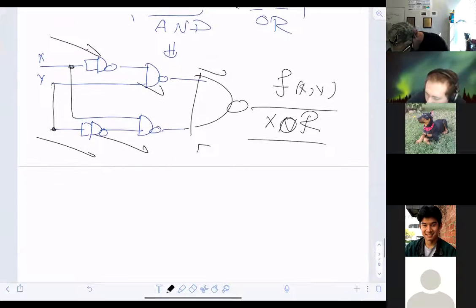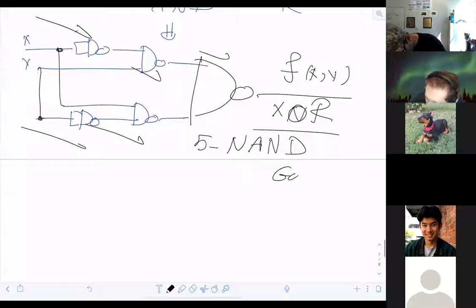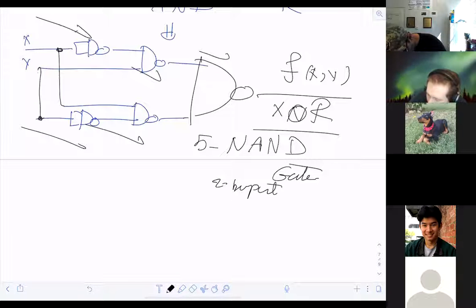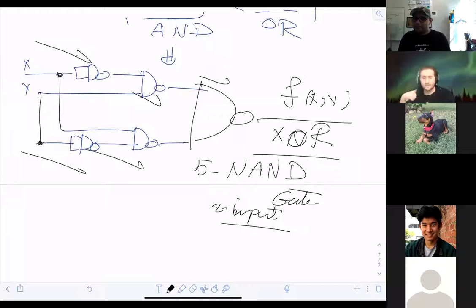How many NAND gates did we use? 1, 2, 3, 4, 5. So 5 NAND gates, two inputs, because everyone, it's a single two-input, right? Used for building two-input XOR gates. Okay, sounds good.